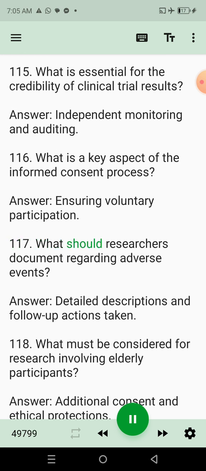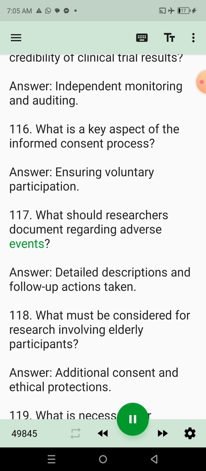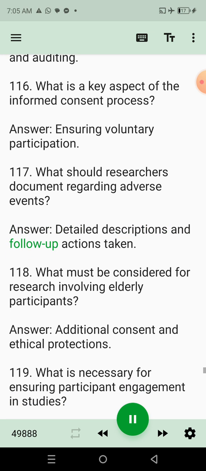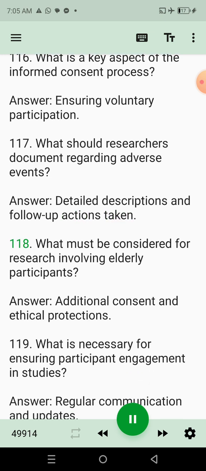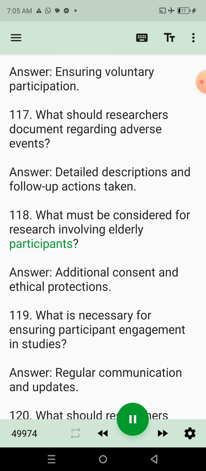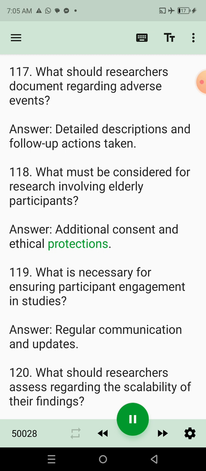117. What should researchers document regarding adverse events? Answer. Detailed descriptions and follow-up actions taken. 118. What must be considered for research involving elderly participants? Answer. Additional consent and ethical protections.